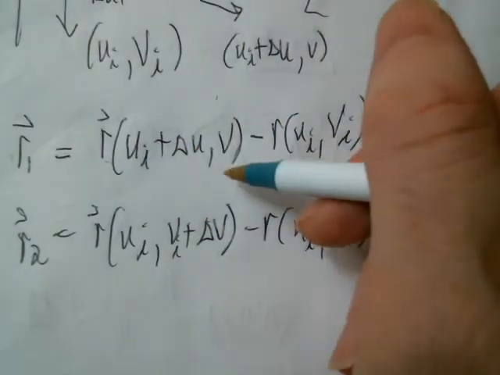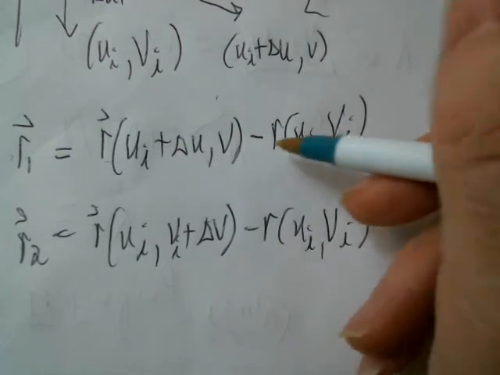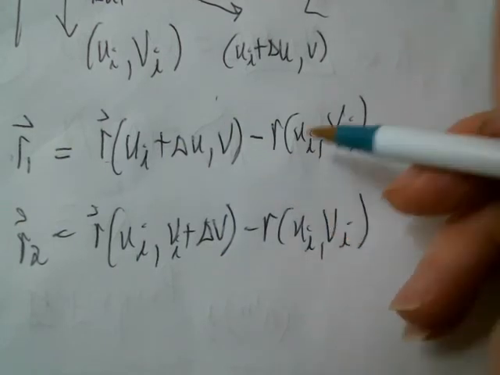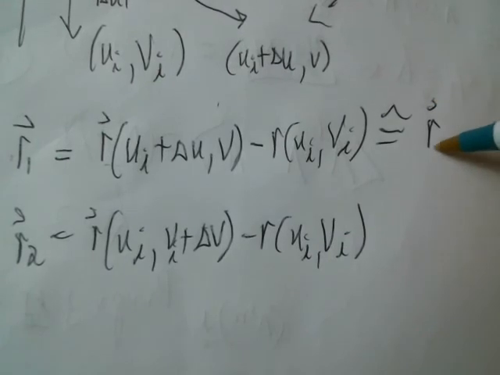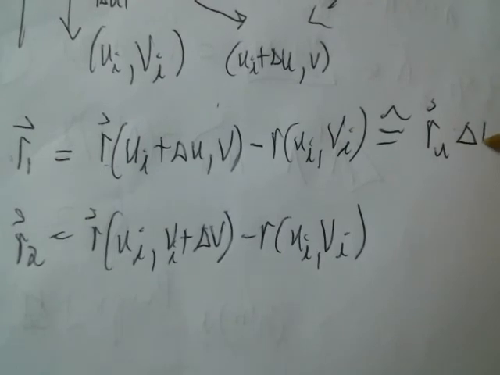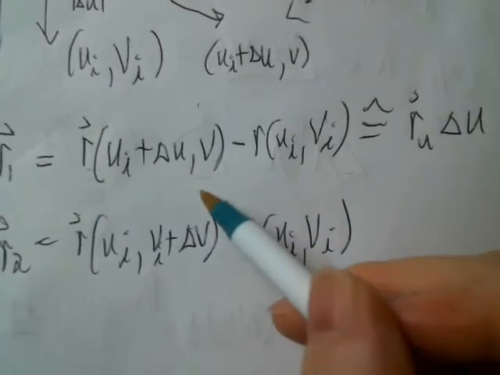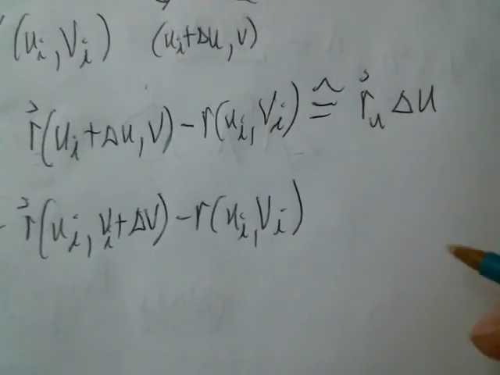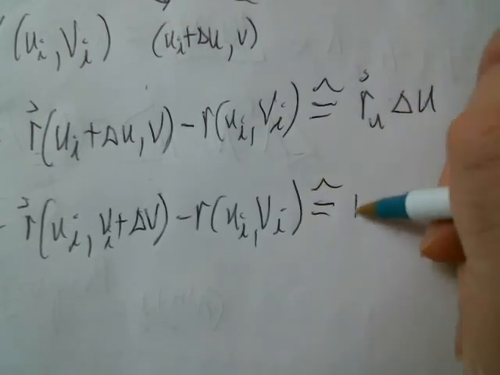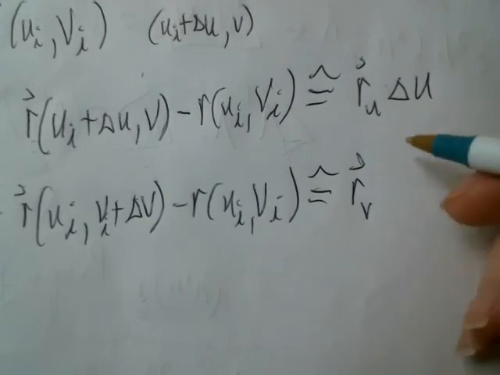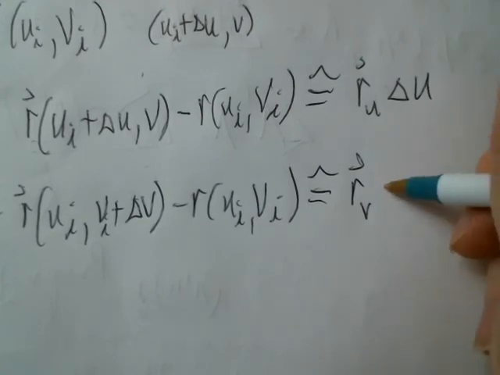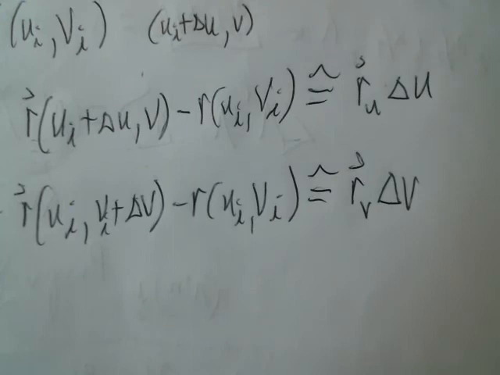the quotient bar, and then put change in u underneath, and then this would be the partial derivative in the direction of u. Right? So this is approximately equal to the partial derivative in the direction of u times change in u, because we don't have that all over change in u part down here. Okay, and then likewise, this thing is just r, the partial derivative with respect to v, times change in v, right?